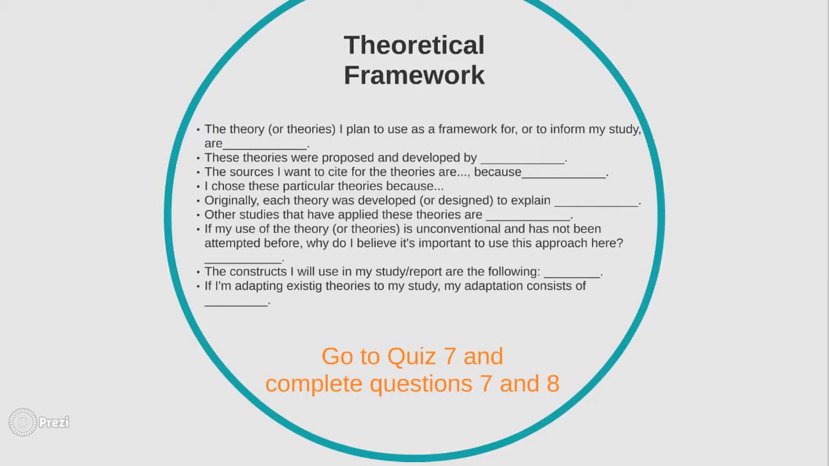If my use of the theory or theories is unconventional and has been attempted before, why do I believe it's important to use this approach here? And then you explain why. So it's a way to hook the reader and engage the reader and then explain. The constructs I will use in my study are the following... If I'm adapting existing theories to my study, my adaptation consists of... Okay, so you can choose one of these to provide some background to your work.